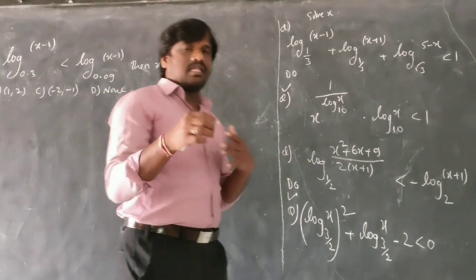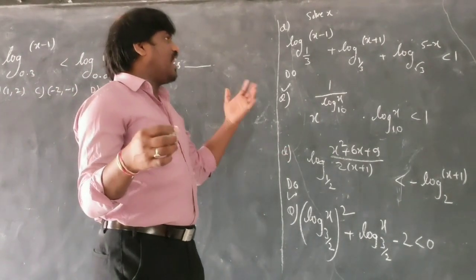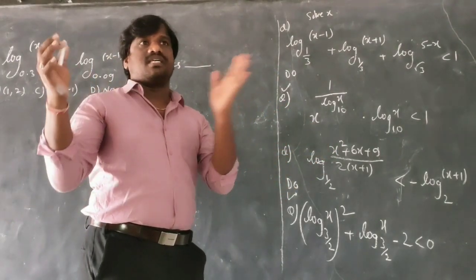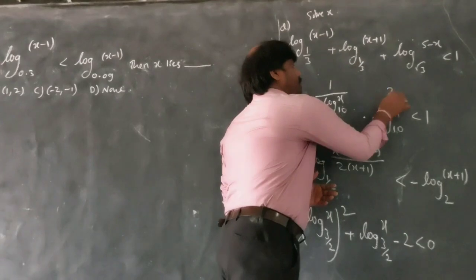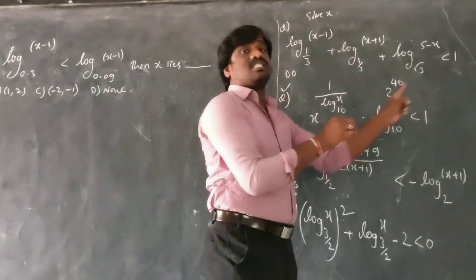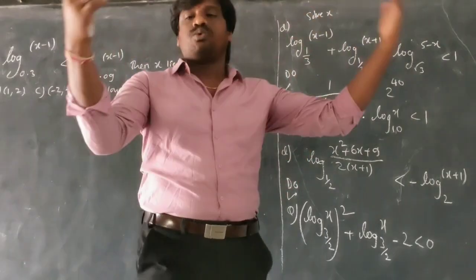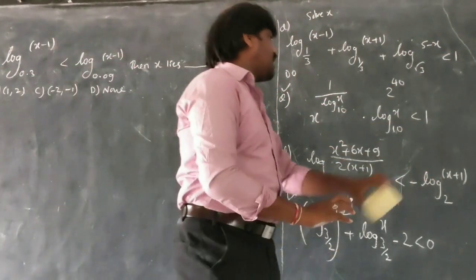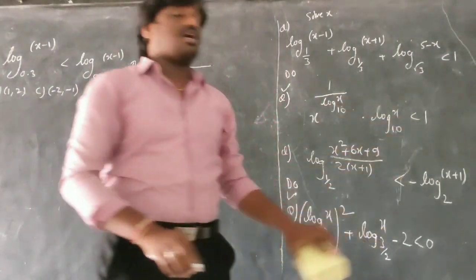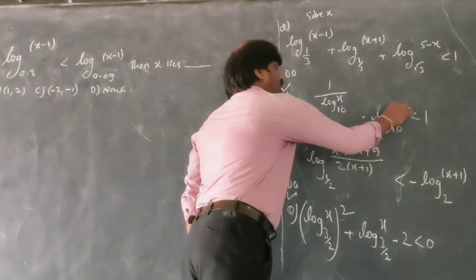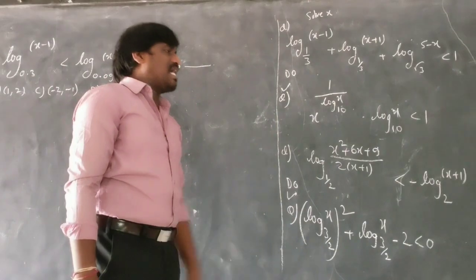Like other competitive exams, there are questions like finding the number of digits in 2 to the power of 40. How many digits will come? Or 2 to the power of 2040, how many digits will there be? These all depend on the logarithm characteristic and mantissa. Based on that, we will solve many questions. That will be our last lectures.